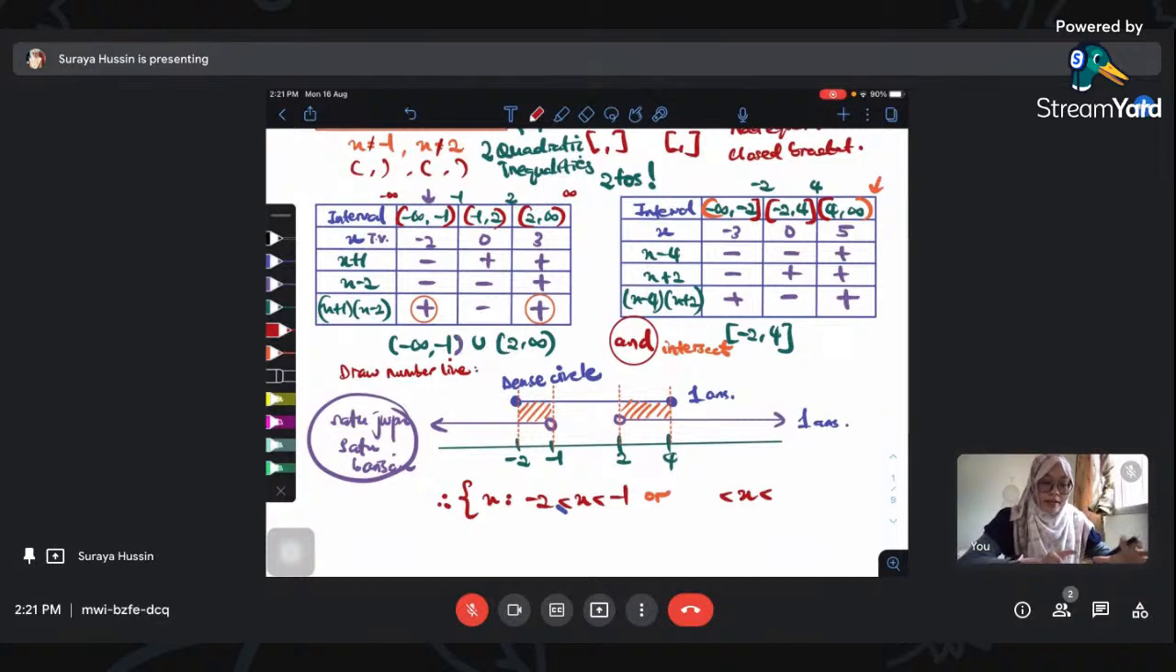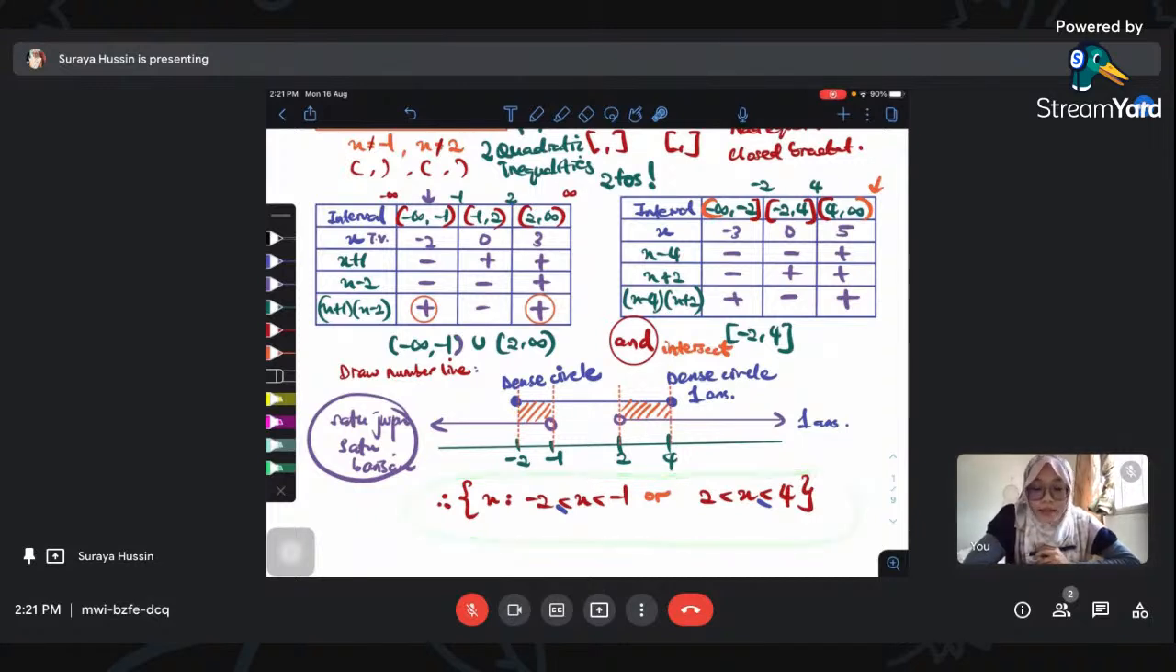Saya suka sebut dalam keadaan yang betul. Tahu? X is in between, in between 2 and 4. Tutup bracket. But which one yang ada? Dense circle. Dense circle pada nombor 4. So letaklah equal sign dekat 4. So that is your final answer.